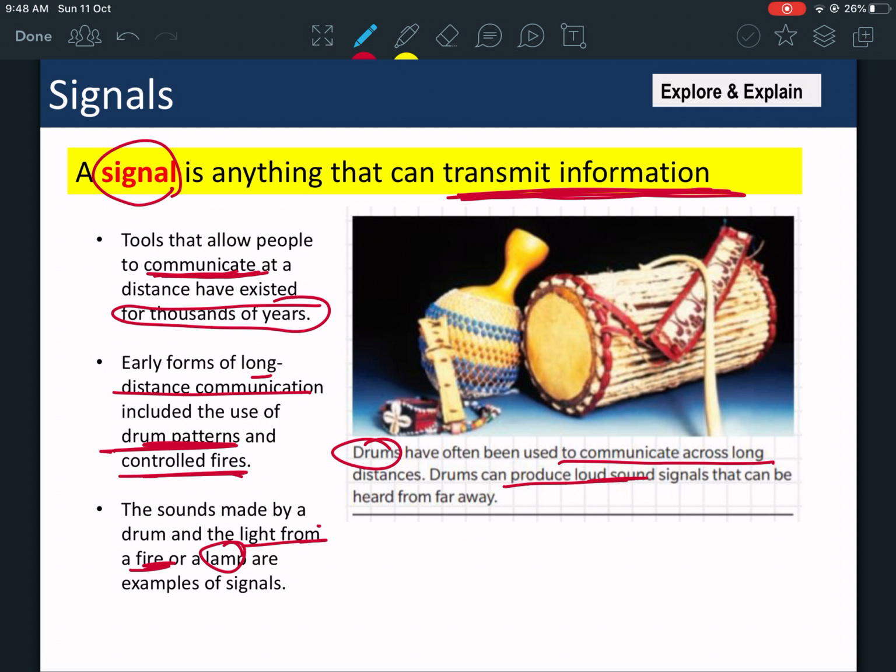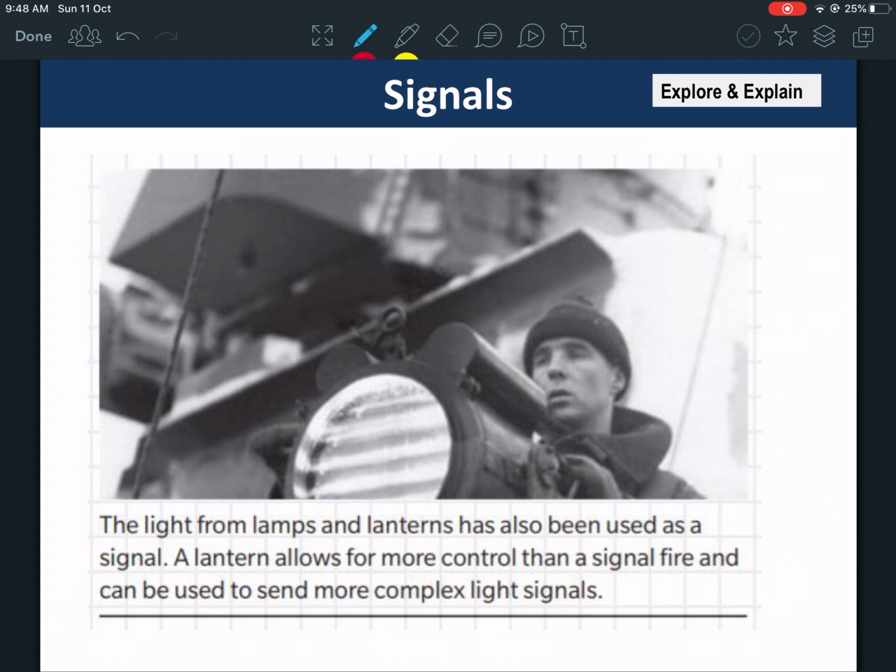A signal is anything that just transmits information. You know when you put a thumbs up saying, "Everything's good," or a thumbs down, everything's bad? That's a signal. It transmits information. It tells the person something that you want them to know. That's an example of light from lanterns that were used a long time ago to transmit signals.